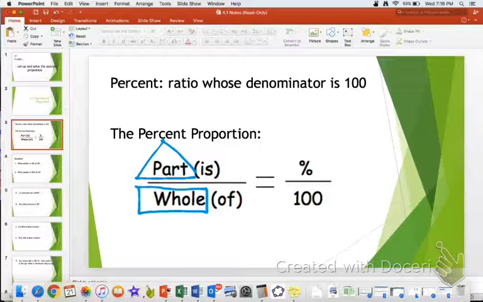A lot of the time also they will give us some percentage, which means we're going to write the percent number over 100. Like we talked about in class today, percent means divide by 100. All right, so let's talk about how this looks and practice a few.